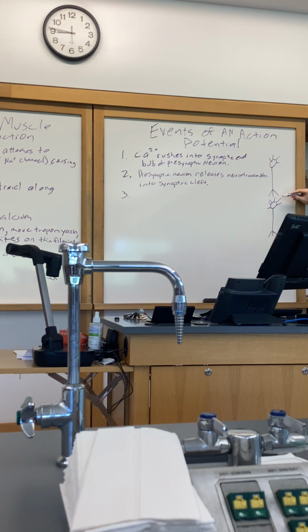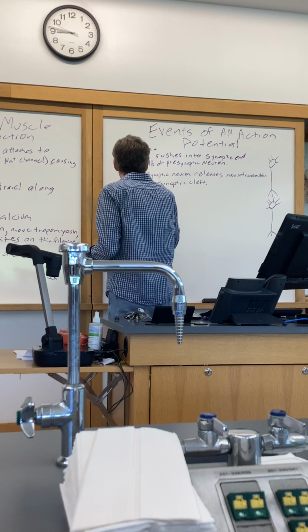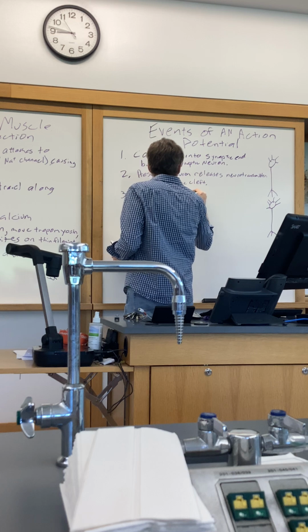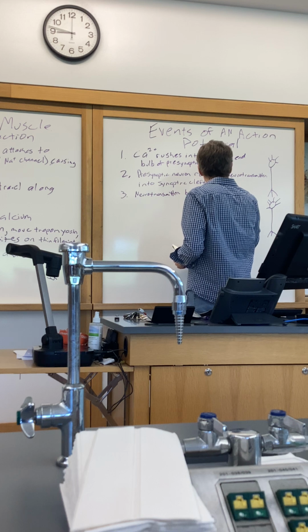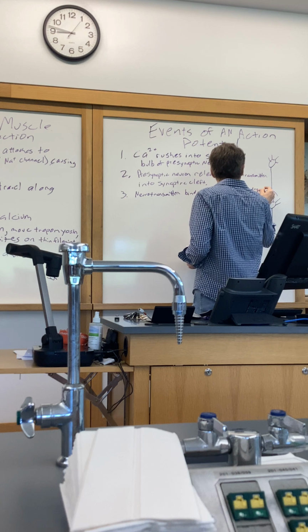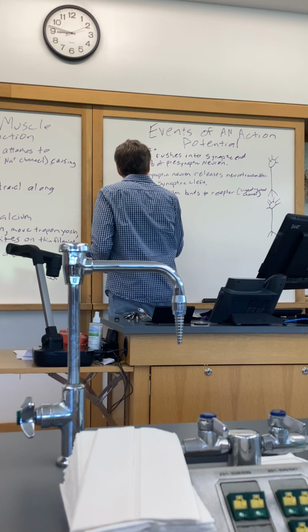Now, the neurotransmitter is going to then cross the synaptic cleft, and then what is it going to do on the postsynaptic neuron? It's going to attach to basically ligand-gated channels, which are essentially receptors for that neurotransmitter, right? So I'll just say neurotransmitter binds to receptor, and in parentheses, ligand gated channel, on postsynaptic neuron.